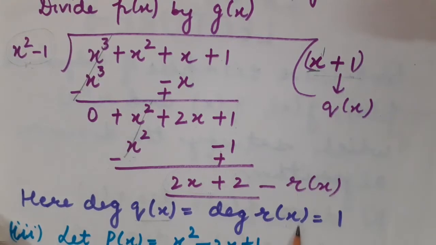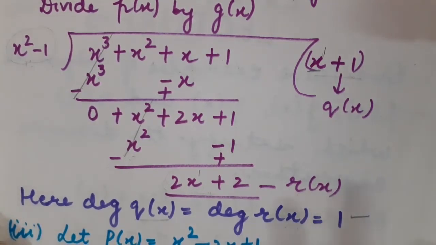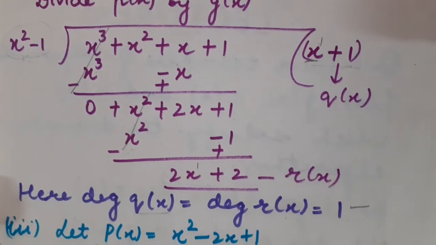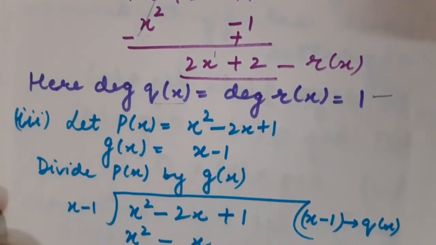Degree of Rx is equal to degree of Rx, and here also again the highest power is 1. Clear, children? So you can take any example of your choice. It is not mandatory that you have to go with these very examples only. Now what is the third case?